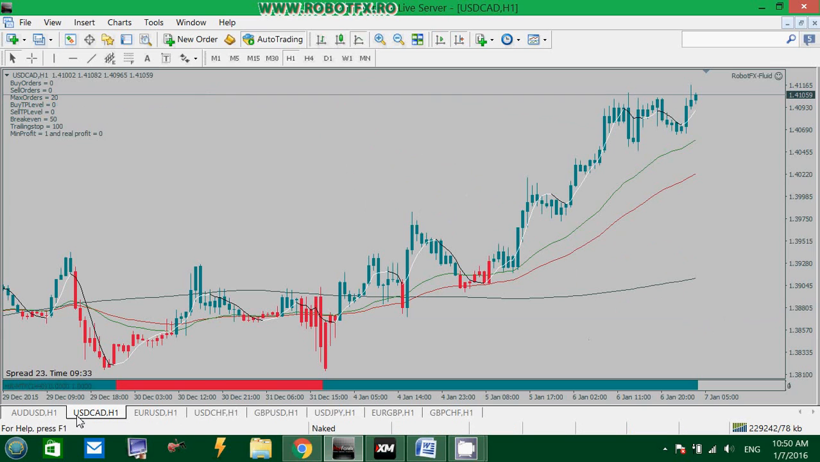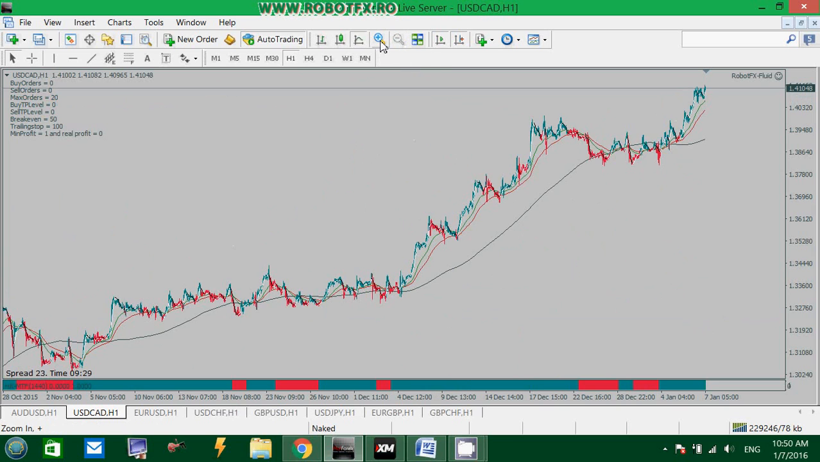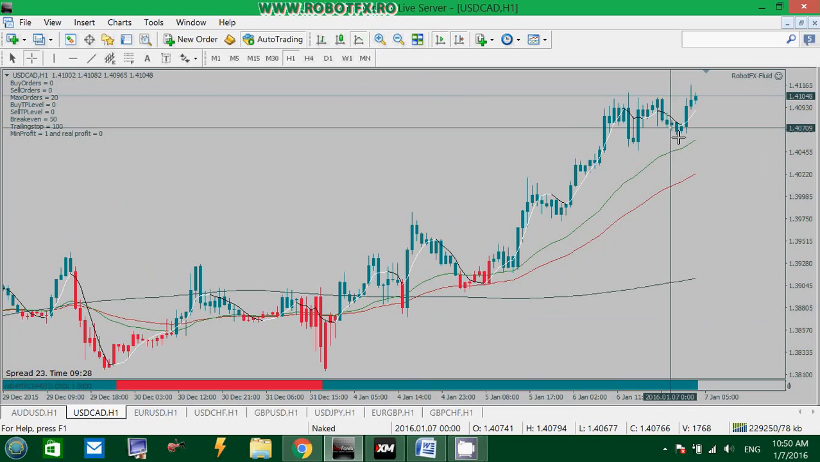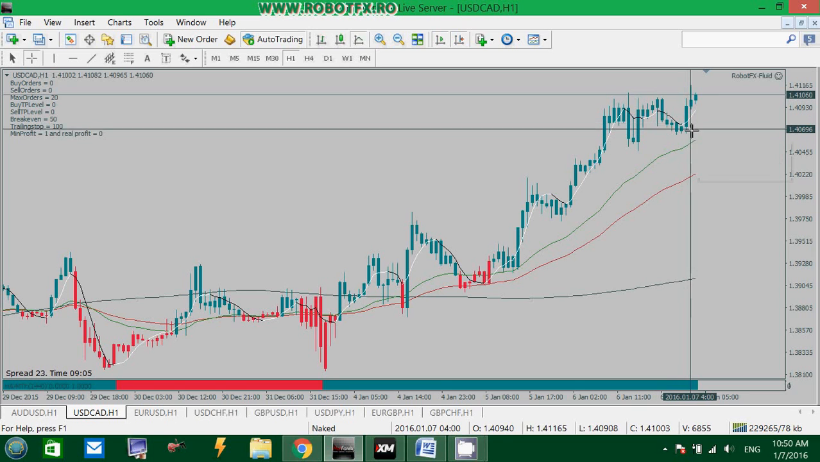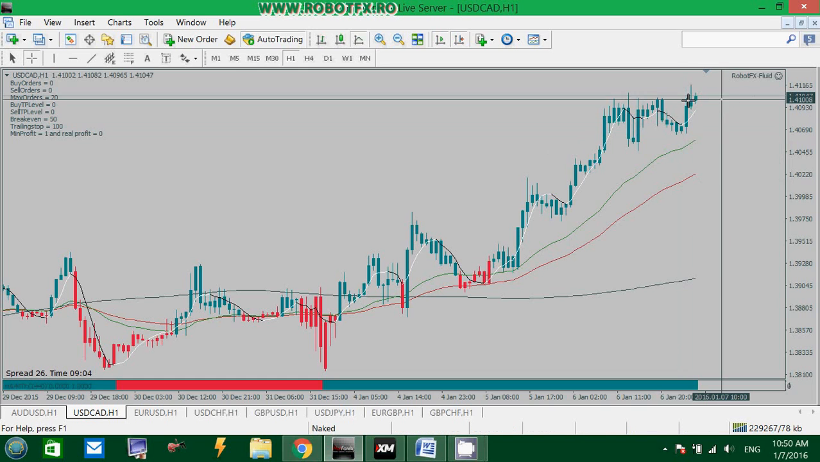Next, the US dollar Canadian dollar. Very nice uptrend. It seems like it will never stop. Anyway, here I just lost the latest swing. I should have activated the expert advisor here. This happened during the night time, probably early in the morning. I was sleeping. Anyway, it slipped. Now it's too late.